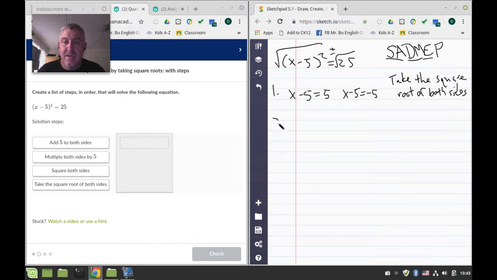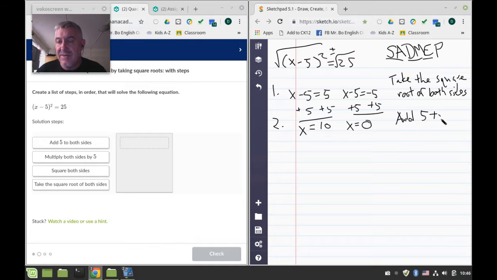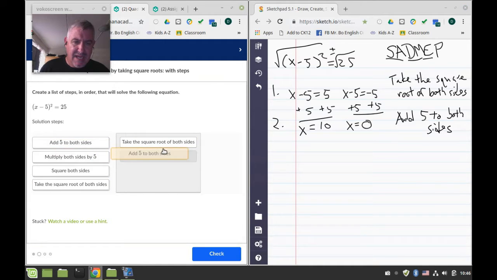And then my step 2, I'm going to add 5 on both sides. And I'm going to have x is equal to 10, or x is equal to 0. And I'm going to call that step: add 5 to both sides. So really I just have 2 steps: take the square root of both sides and add 5 to both sides. And I'm done.